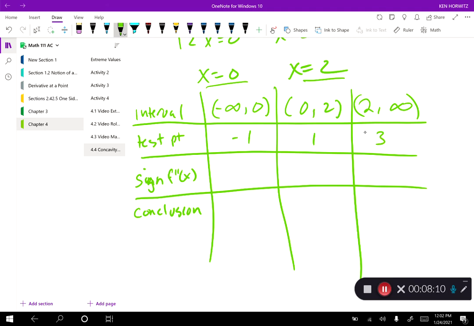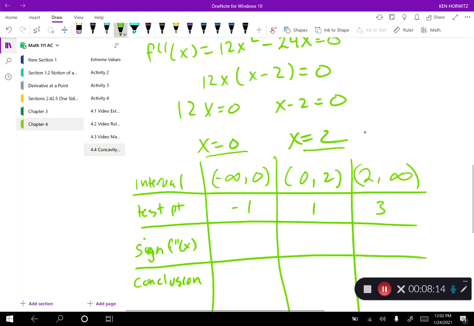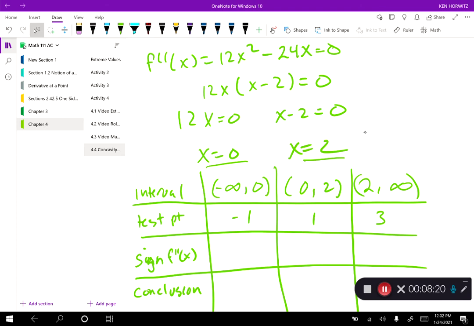And so why don't you do this? Why don't you take those points, plug them into your second derivative. I'll scroll down like this. And remember, we don't need to know the exact number. We just need to know if it's negative or positive. All right? And we'll talk about the answers on the back end.